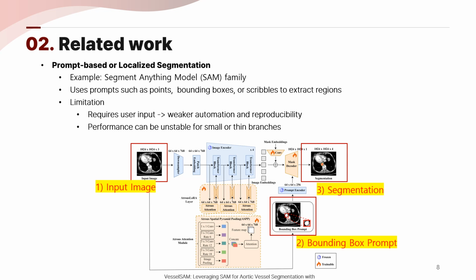Most recently, prompt-based models like SAM have been applied to medical segmentation. They can extract vessels from clicks or boxes, which is useful interactively, but the reliance on manual prompts limits full automation and reproducibility. For vascular anatomy, especially thin supra-aortic branches, results can also be unstable.